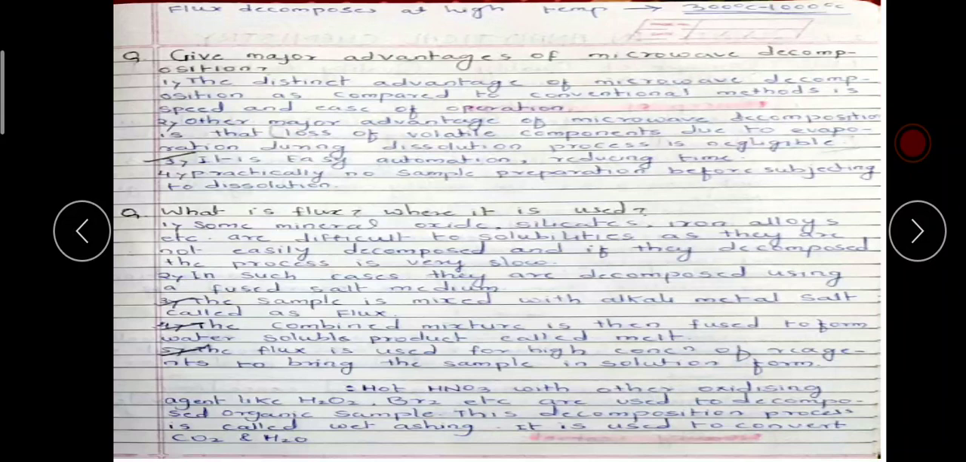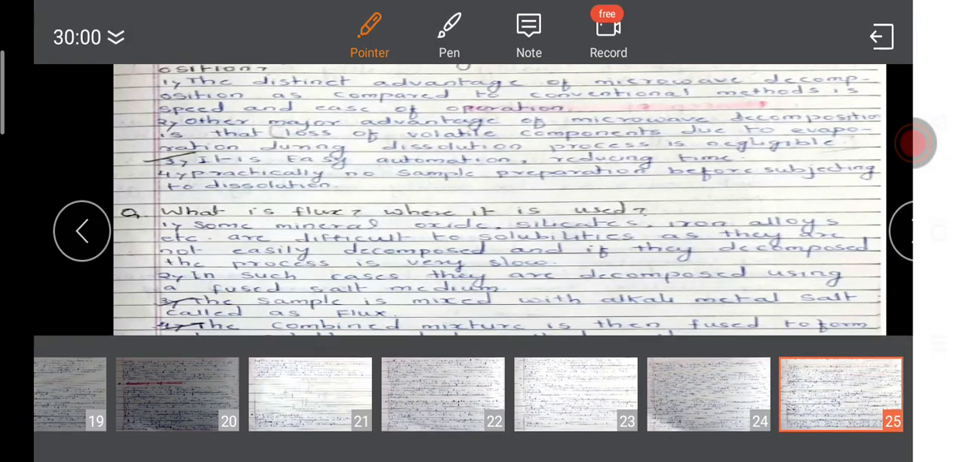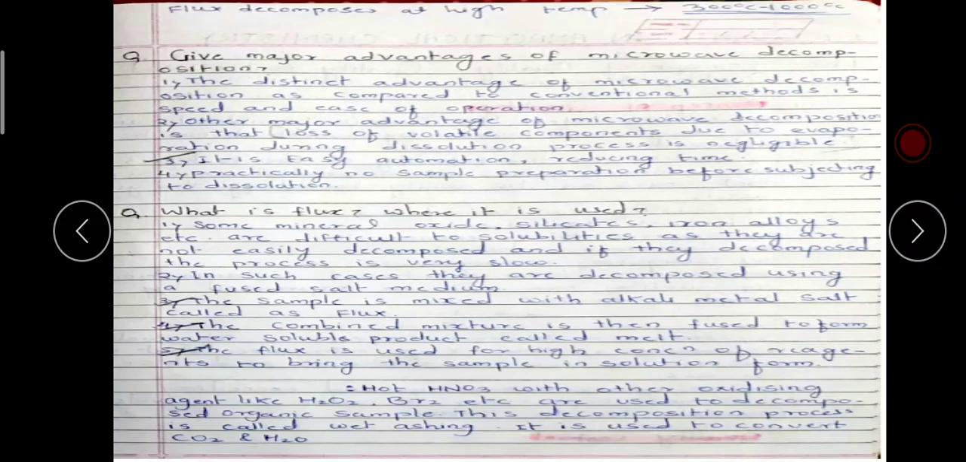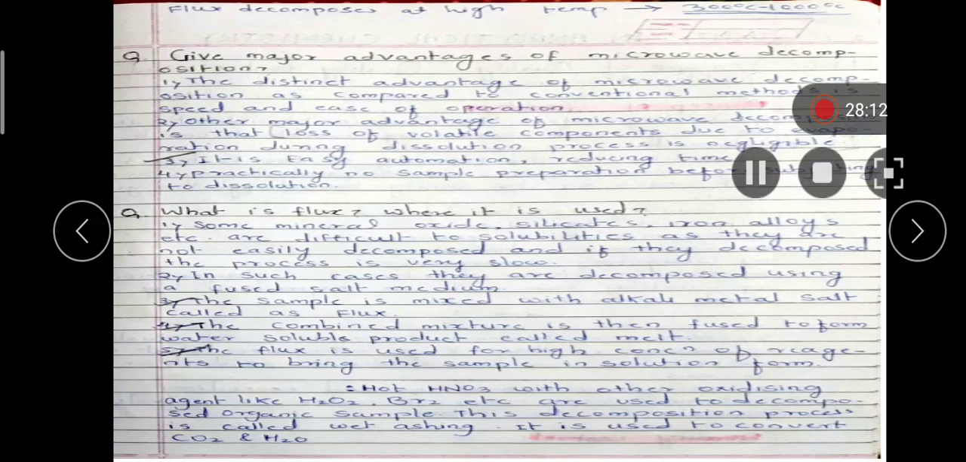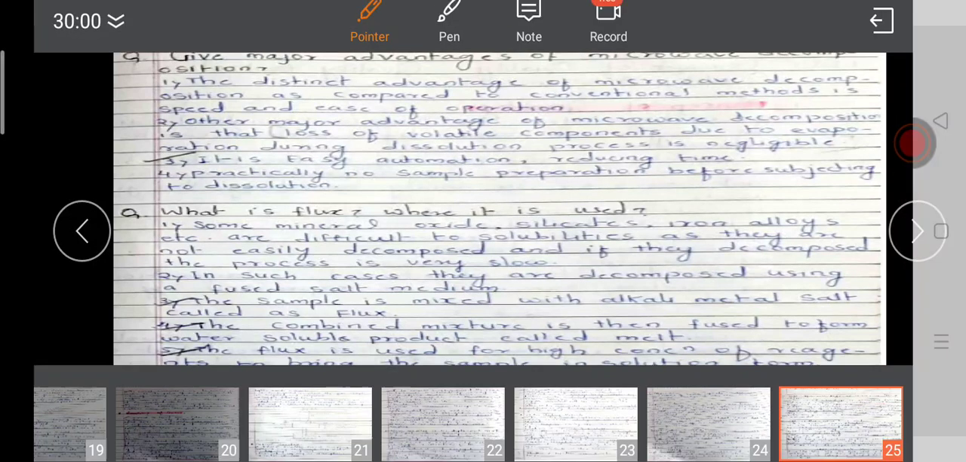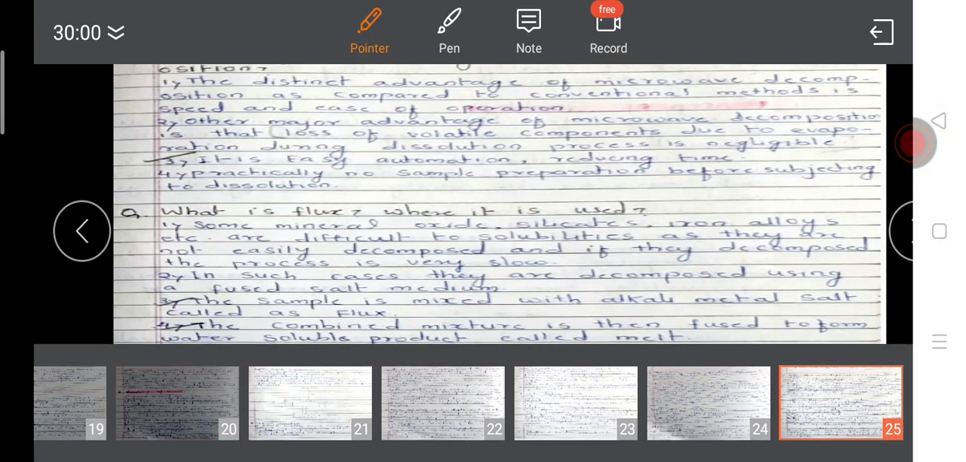Sampling is the important part from the point of view of chemical analysis. If you have any problem or doubt, you are free to ask any queries on the Google Classroom or your class group.